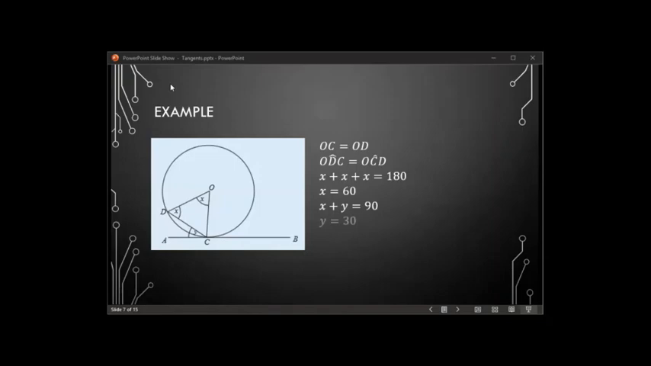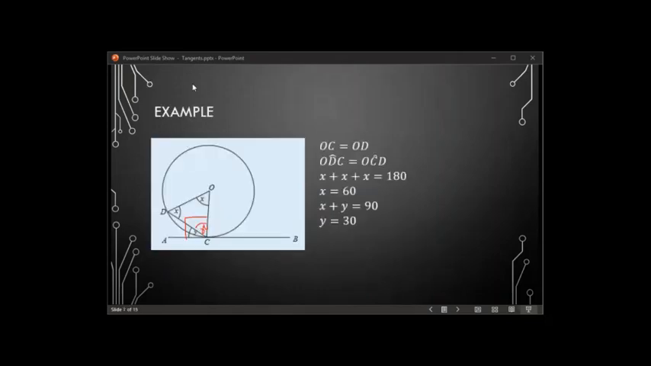This is a tangent, and this is the point of contact. So the radius drawn to the point of contact should be perpendicular to the tangent. So OC is perpendicular to AB. That's why x plus y is equal to 90 degrees. This is a right angle, so this is y and this is x. So x plus y is equal to 90 degrees. I hope now you can understand that.